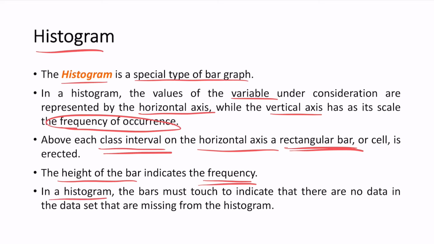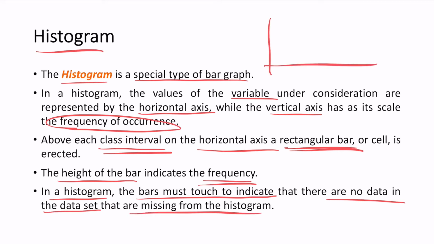If you see a histogram, the bars generally must touch to indicate that there is no data in the data set that is missing from the histogram. So you cannot have a histogram with bars far apart from one another. All of them should touch one another, meaning it's a continuous diagram.